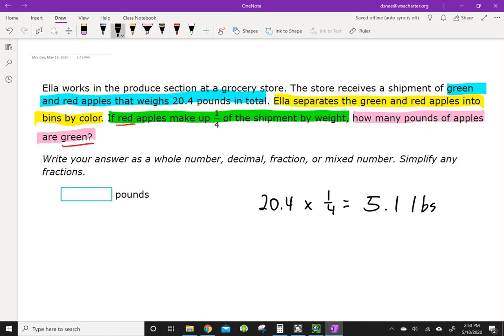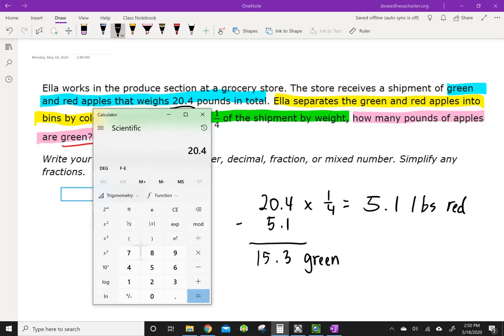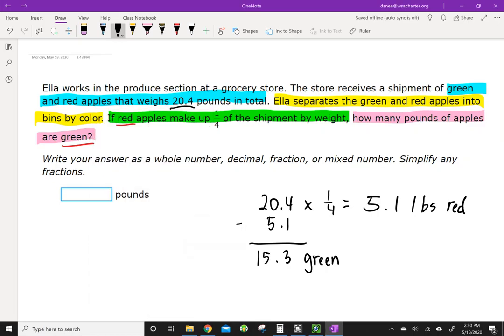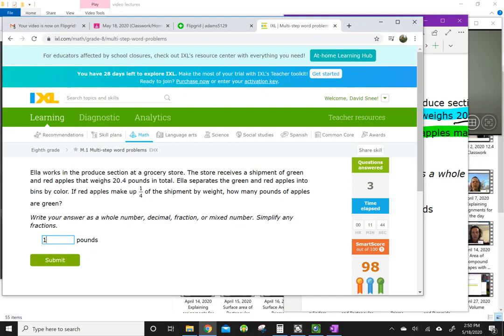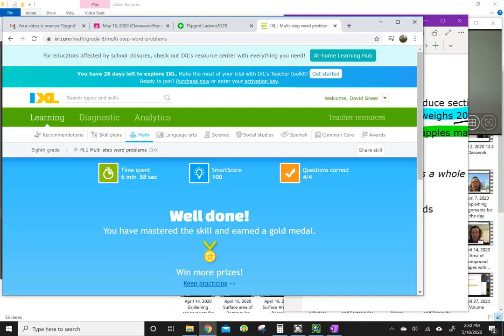5.1 pounds are red. How many pounds are green? We know we started with 20.4. It tells us right here. And 5.1 of those are red. So 15.3 should be green. And I'm going to check with my calculator and make sure. 20.4 minus 5.1, 15.3. Write your answer as a whole number, decimal, fraction, or mixed number. 15.3 works for that. We're going to try it out. 15.3. And that's it, okay?